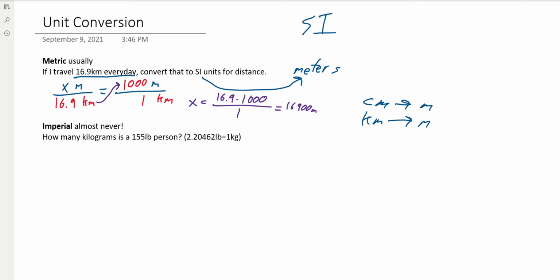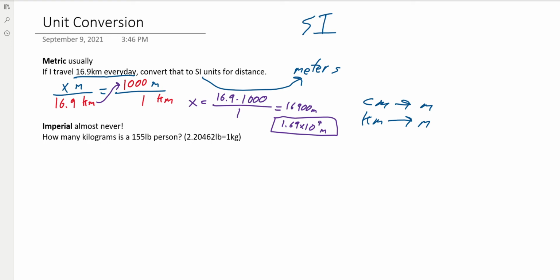Now keep in mind that you should be using scientific notation as well as sig digs. And so if we started with 16.9, that means we have 3 sig digs. So we should actually have 1.69 times 10 to the 4 meters. This is the actual better, and this is the full correct answer.